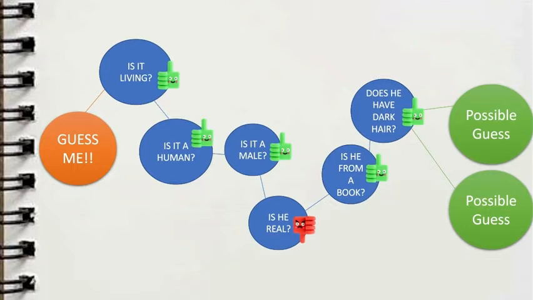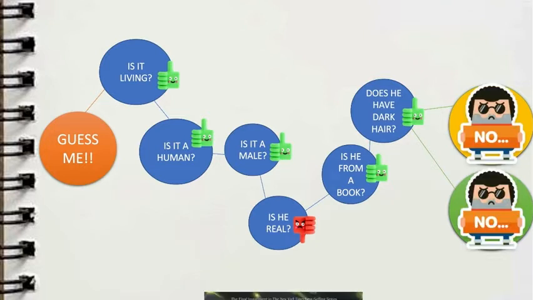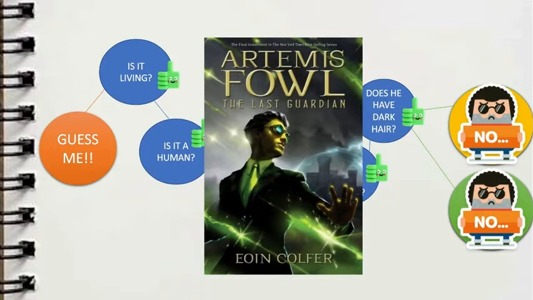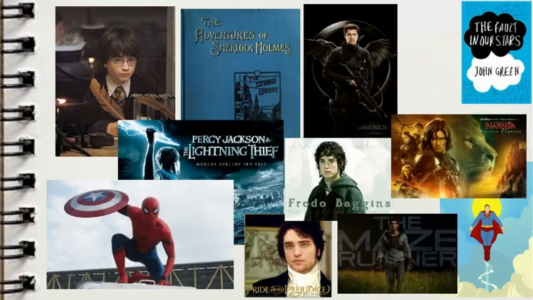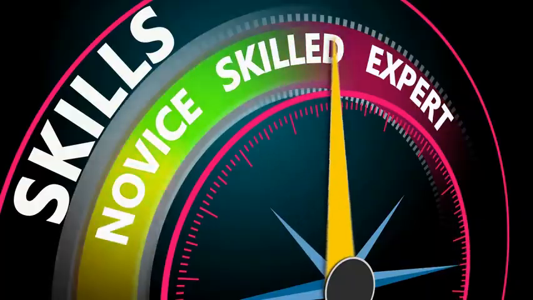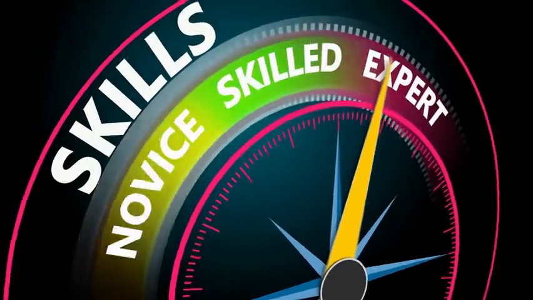Eventually, you've asked me a few questions and you think you have a guess. Percy Jackson, you shout confidently. Unfortunately, you're wrong, because I was thinking of Artemis Fowl, and even if I wasn't, your questions weren't specific enough. There are hundreds of fictional boys with dark hair, and you haven't been trained to know them all. It's okay though, we'll keep playing until you get better at guessing properly.